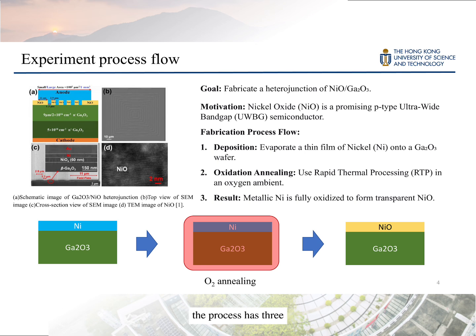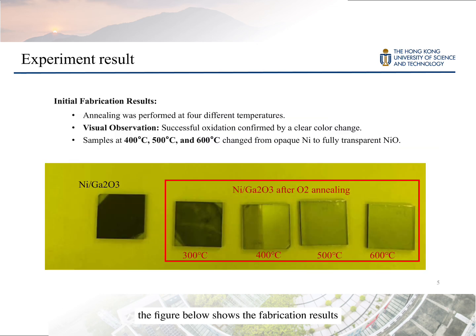The process has three steps. First, depositing nickel onto a gallium oxide wafer. Second, annealing it in oxygen using RTP equipment. And finally, allowing the nickel to fully oxidize into nickel oxide. The figure below shows the fabrication results.